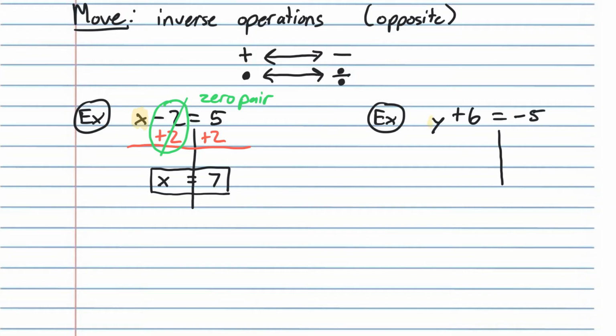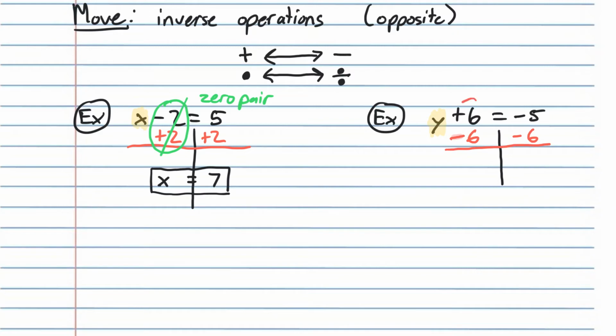So you want to keep the y and get rid of everything else. It's a +6, so the inverse of that will be subtracting. So we're going to line it up. So -6. And again, whatever you do to one side, you have to do the other side. And make sure it lines up with its like terms.